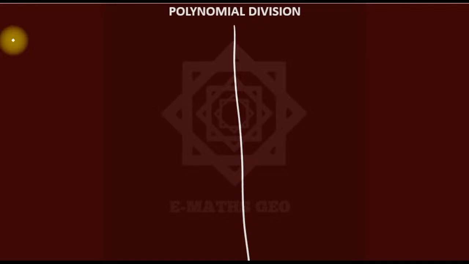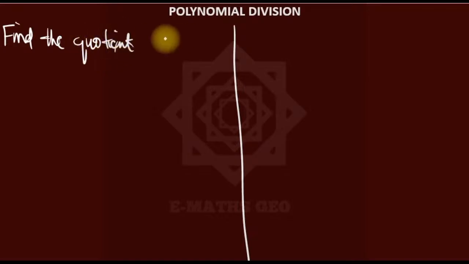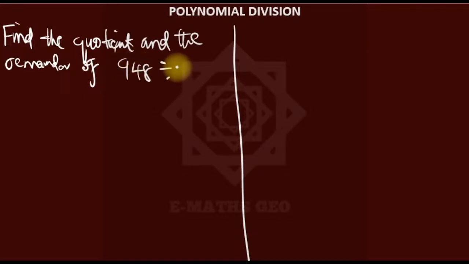Polynomial division. Before we do this polynomial division, we need to recap our long division, because that's what we are going to use here. So for example, if someone asks you to find the quotient and the remainder of maybe 948 divided by 3.